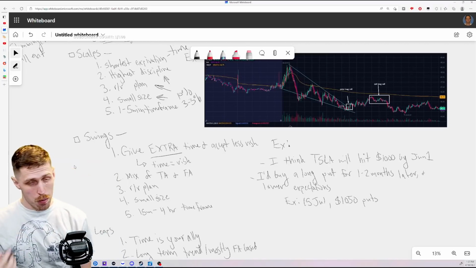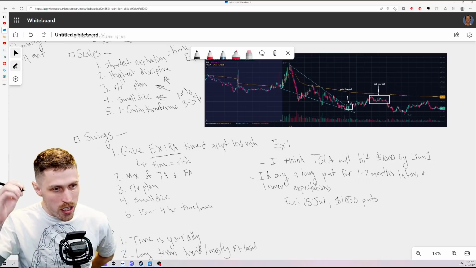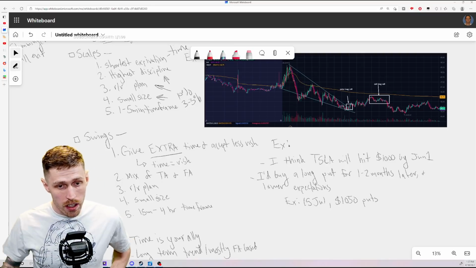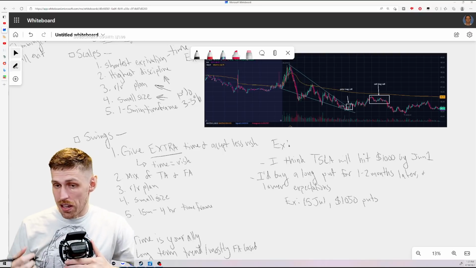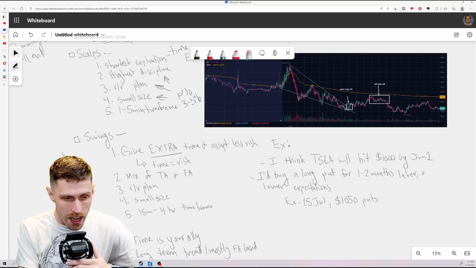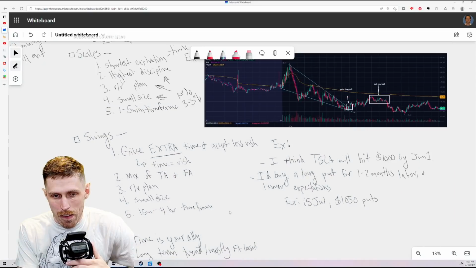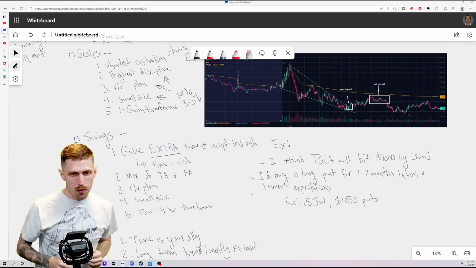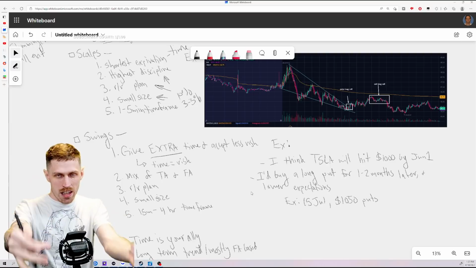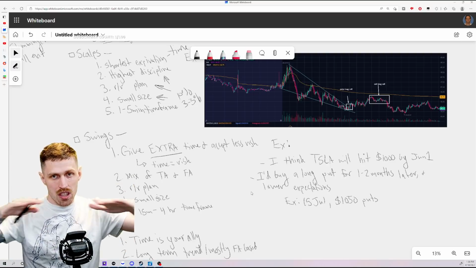Swings. These, like I mentioned before, are like a couple days, couple weeks, couple months. You always want to give yourself extra time and accept less risk. Here's an example. If I think Tesla, as a put position, right, will hit $1,000 by June 1st, right now it's trading at, let's just look at what it's at right now, 1,025, right? If I think it's going to hit 1,000 by June 1st, I am going to give myself less risk on the strike and less risk on expiration. I'm going to buy the extra time and I'm going to buy the less risky strike.